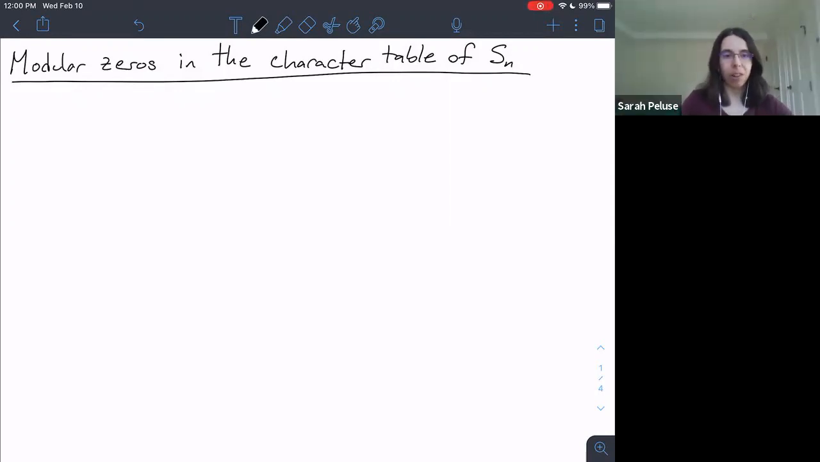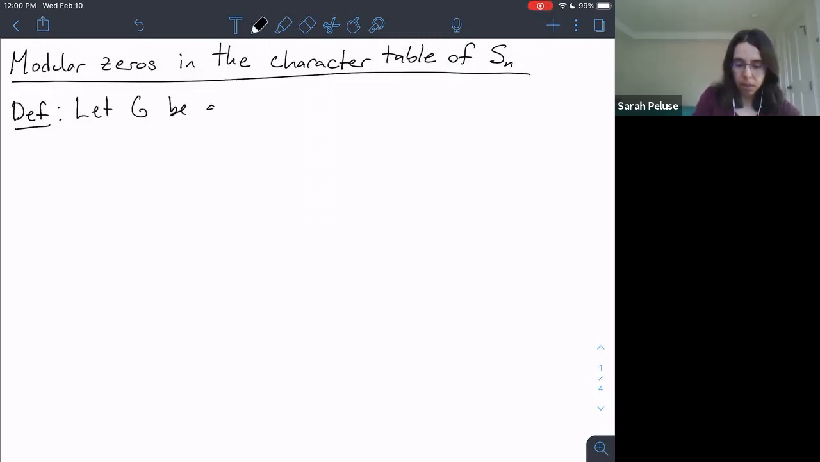I'll start by recalling some really basic definitions and results from representation theory. In this whole talk, all representations will be complex representations. And the topic of this talk is the characters of the symmetric group. So we'll let G be a group and define the characters of representations of G.